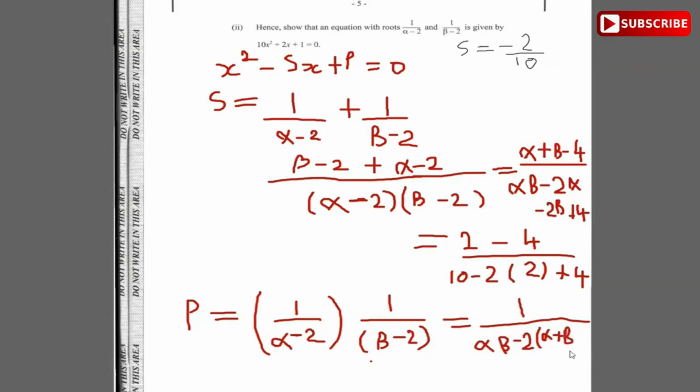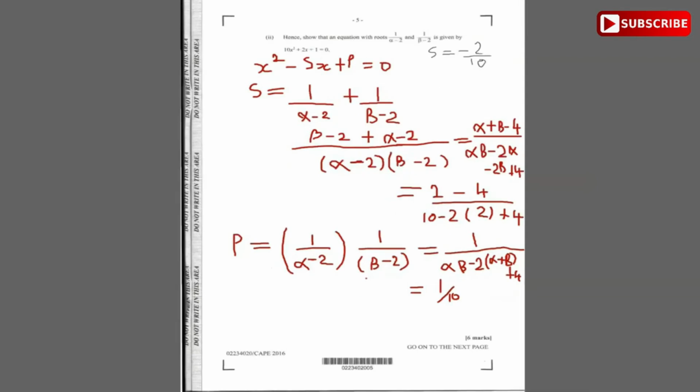That's what I get when I work out the denominator. And so the product works out to be 1 over 10. So now that the product is 1 over 10, what does that mean? Getting that the product is 1 over 10, I can now find the new quadratic equation.